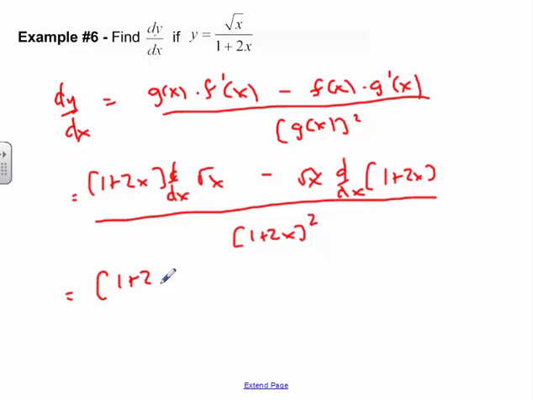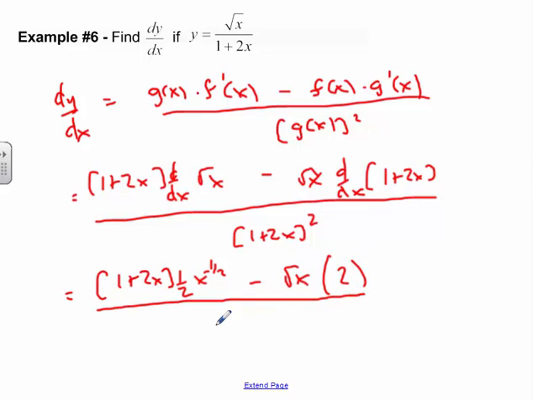Okay, now I'd ask, well, how many derivatives do you need to take? And the answer is 2. Hopefully by now you know how to derive the square root of x. It's 1/2 x to the minus 1/2. And then hopefully you know how to derive 1 plus 2x. It's actually just 2. 1 derives to 0, 2x derives to 2, right? There, we are done.